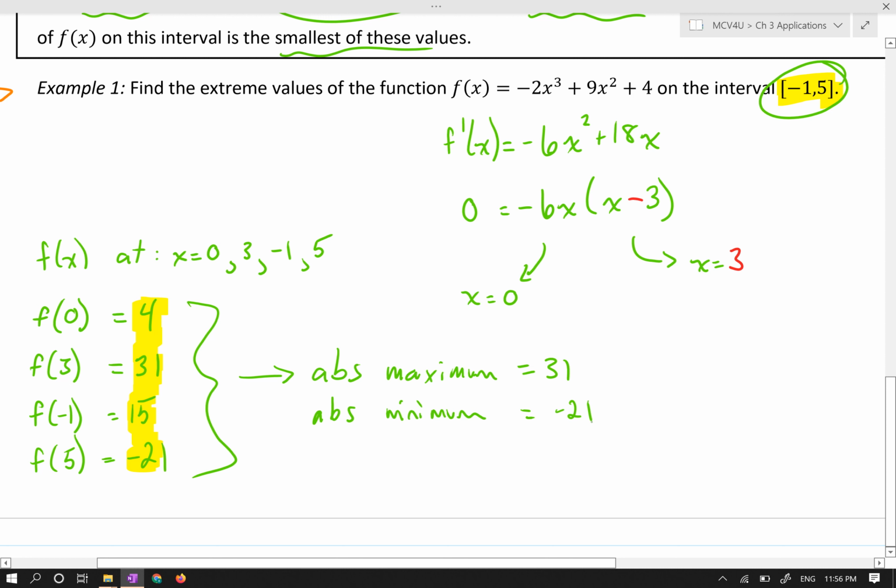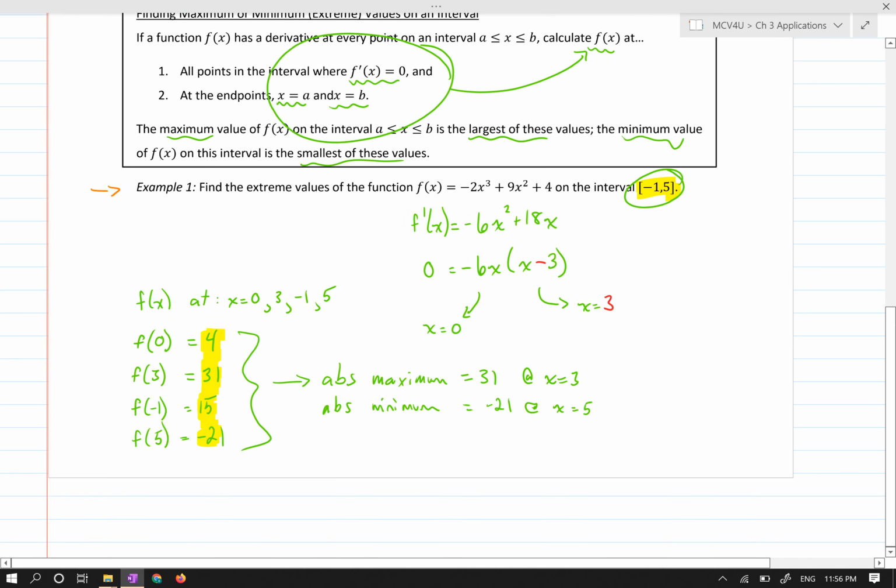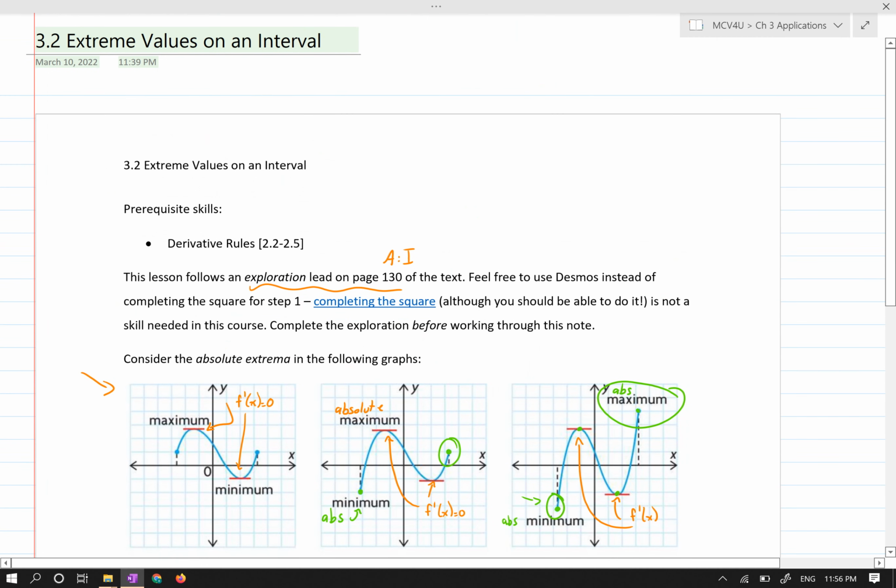Perfect. If we're curious about it, where does our absolute maximum occur? That occurs at x equals 3, as I see, that's my x value, where my y value is equal to 31. If I'm curious, my absolute minimum occurs at x equals positive 5. Fantastic. So folks, you should be able to handle, by this point, all of the homework problems from section 3.2. Try them out.